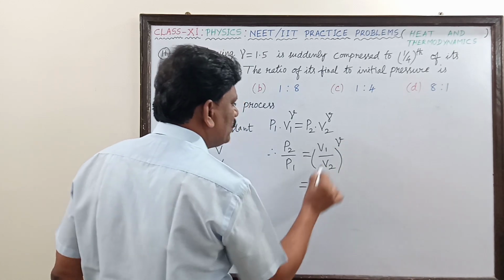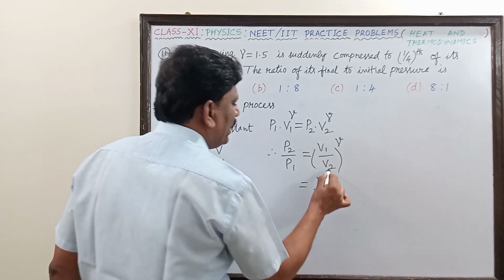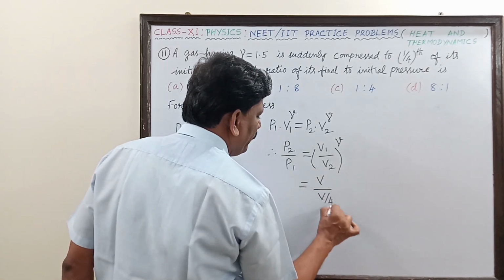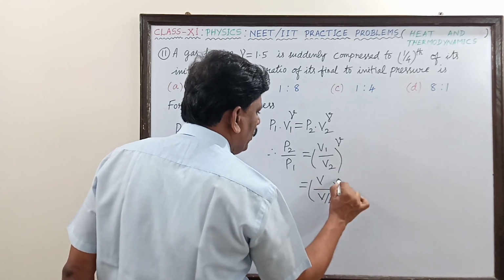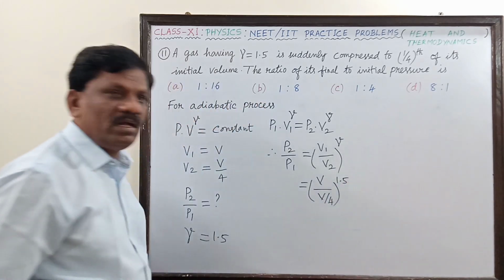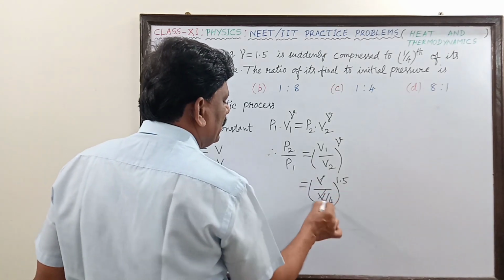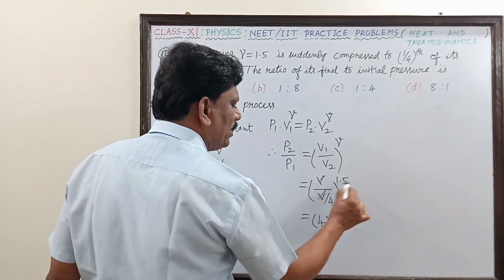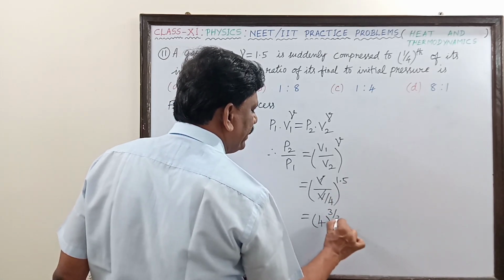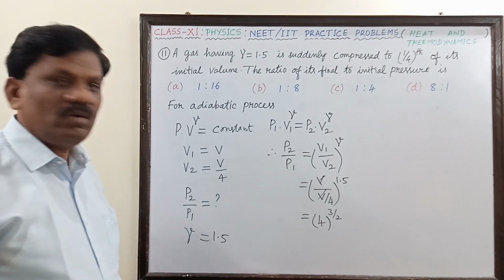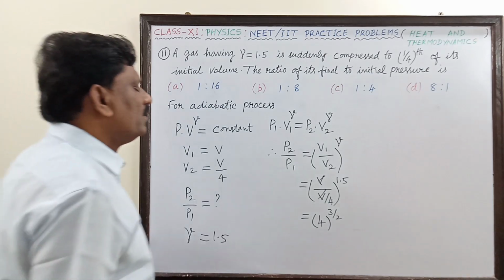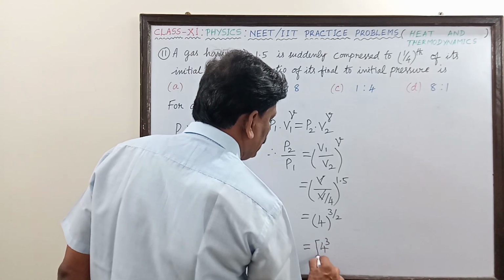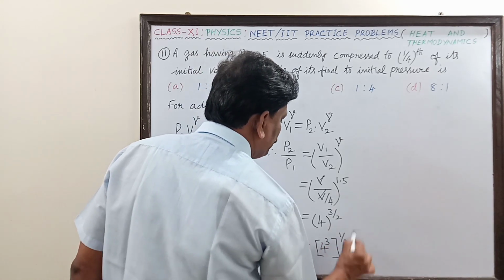So V1 is equal to V and V2 is equal to V by 4. So this is V divided by V by 4 whole power 1.5. So this V and V get cancelled, and that 4 is taken to the numerator. So this is equal to 4 raised to the power 1.5, which can be written as 3 by 2. So this is now equal to 4 cube whole power 1 by 2.